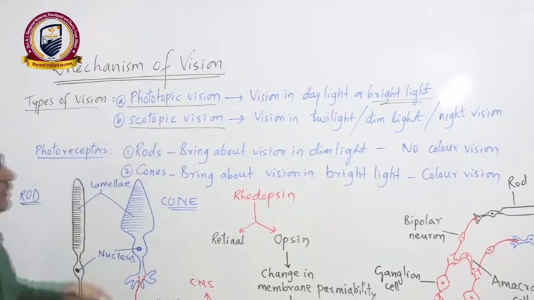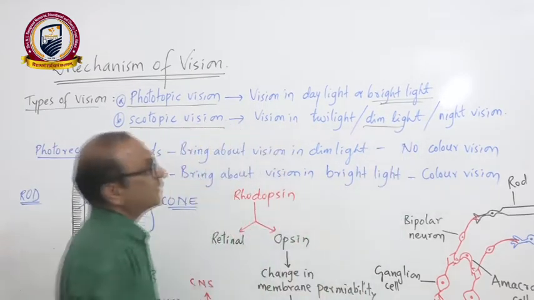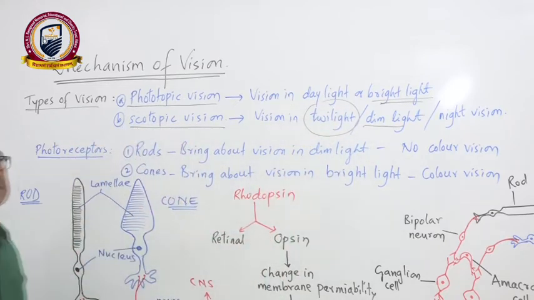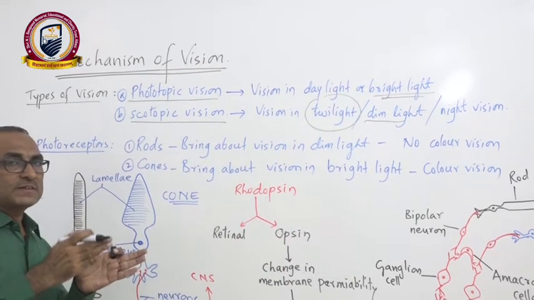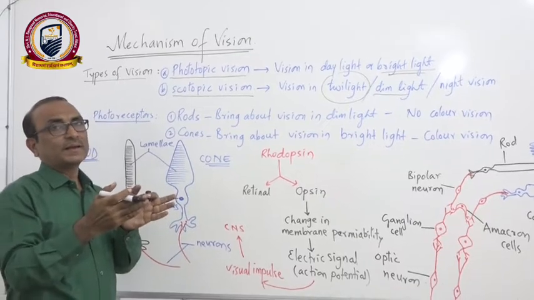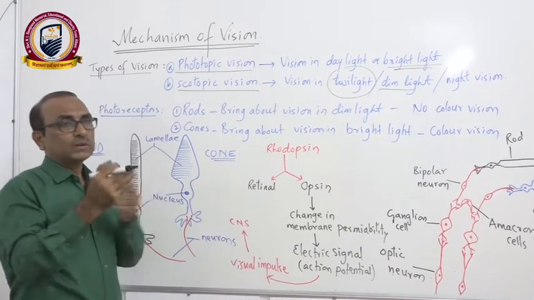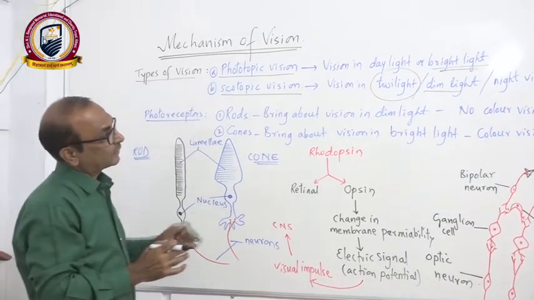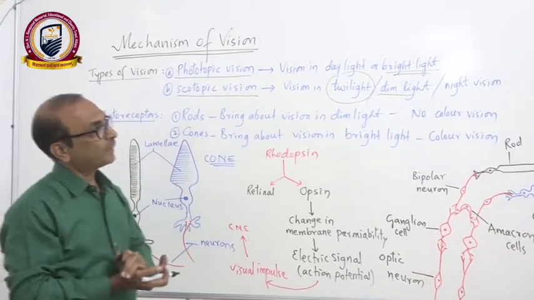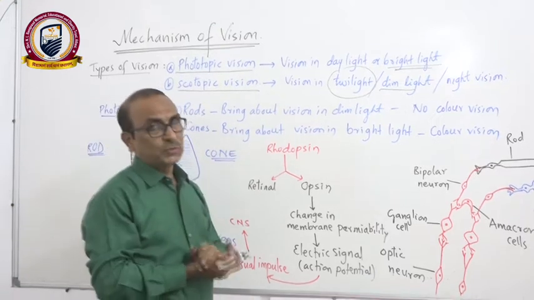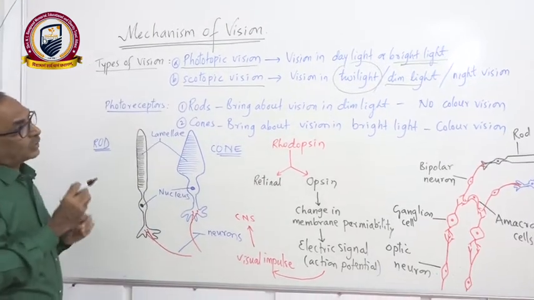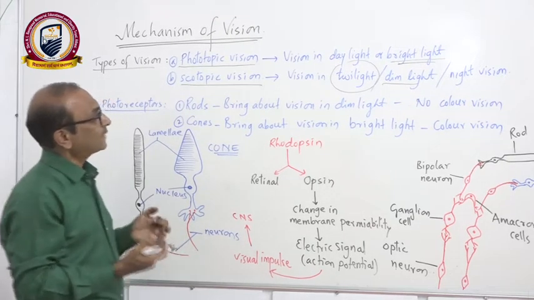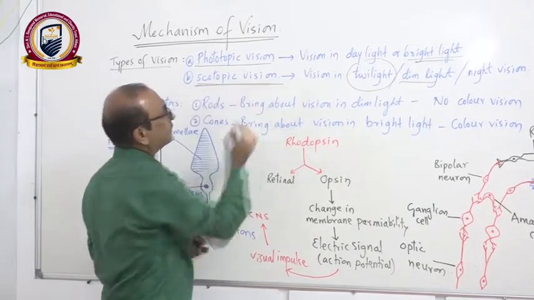And night vision, or in the dim light, if you are seeing something, or during the twilight hours. Twilight hours is the time after the sunset immediately and before nightfall. So there is a very little light around. So such surroundings we call as twilight. So dim light is there. In that low intensity of light, the vision we are making, the thing we are able to see, that type of vision is called as scotopic vision.